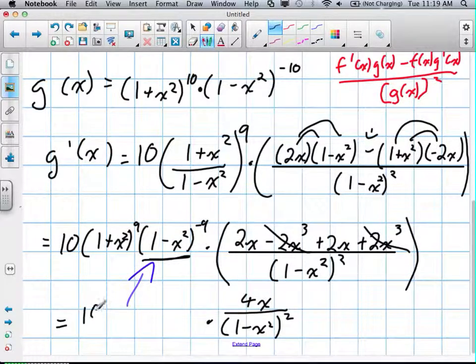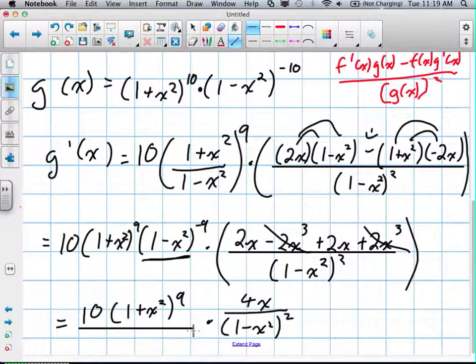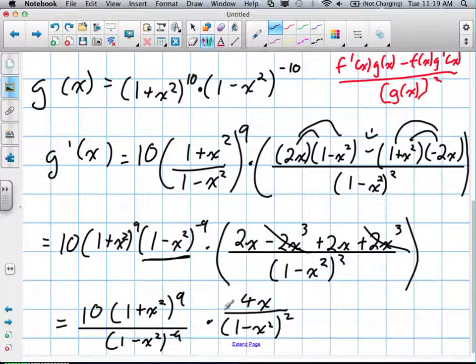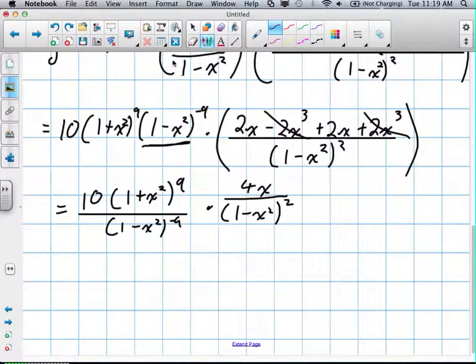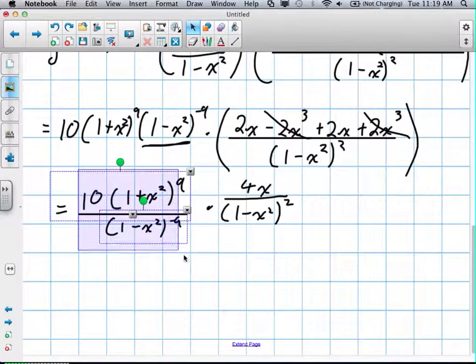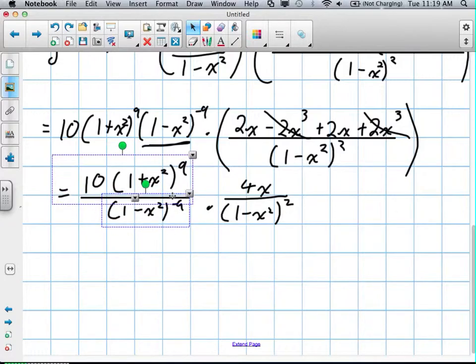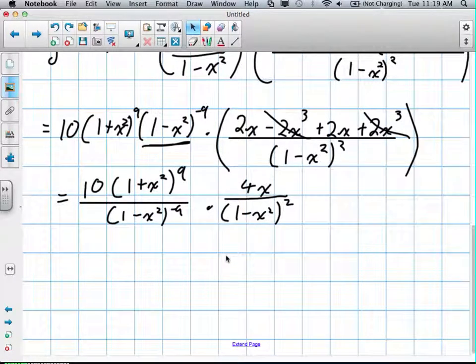So we still have 10 times 1 plus x squared to the power of 9 divided by 1 minus x squared to the power of negative 9. I know those aren't on the same level right now, so let's move it up a little. There we go. Oh yes, positive 9 at the bottom. Thank you. Sorry, when we move it back down, it's no longer negative, it's positive.